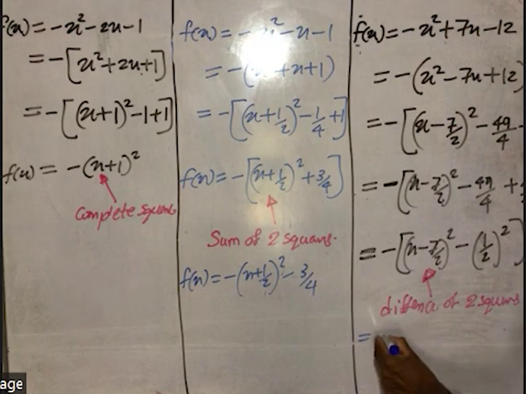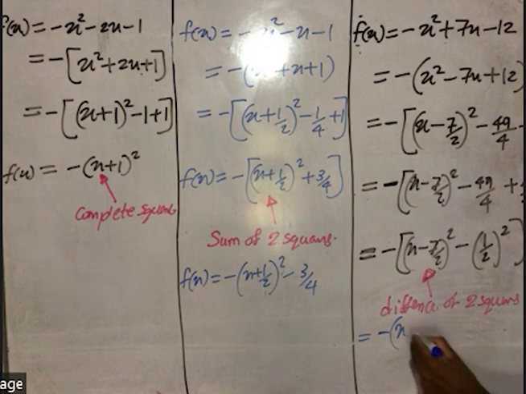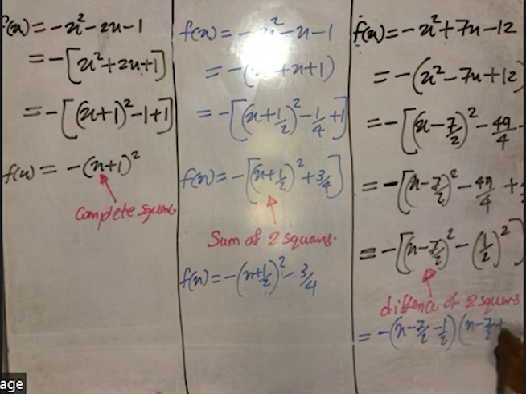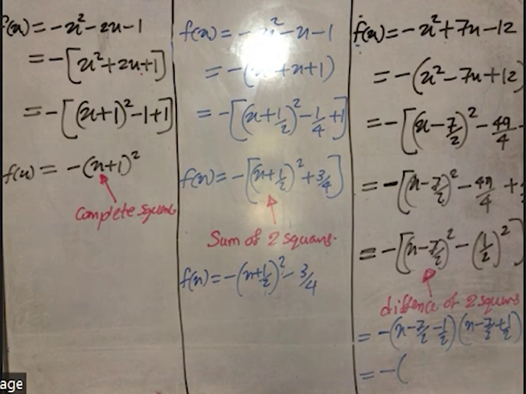So we can write x minus 7 over 2 minus half, into the next factor x minus 7 over 2 plus half. Then if you simplify, we will get minus x plus 3 into x plus 4. So these are the two factors.